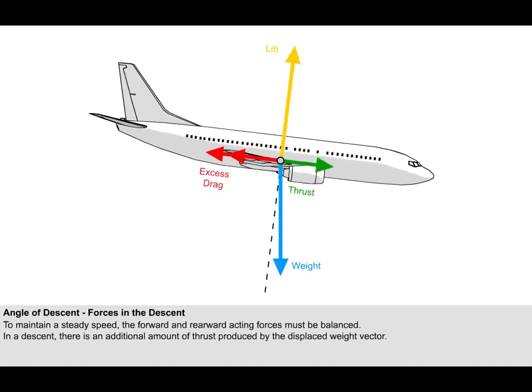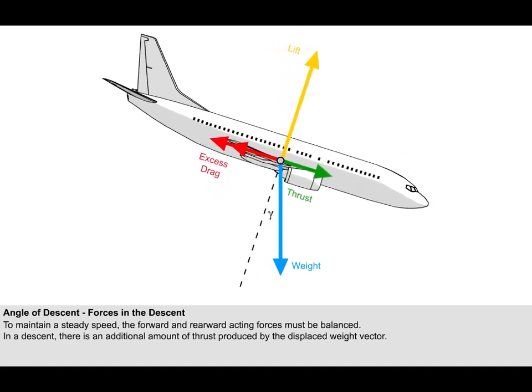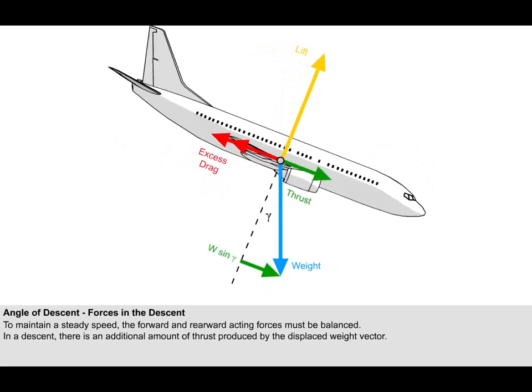In order to balance the forces and maintain speed, the nose is lowered until the weight apparent thrust provides enough forward force to balance the excess of drag. Now the aircraft will maintain this steady descent angle at a constant speed. The forward and rearward forces are in balance once again. Notice that the drag force is being balanced by both the engine thrust and the weight apparent thrust. The weight apparent thrust can be calculated by multiplying weight by the sine of the angle gamma.